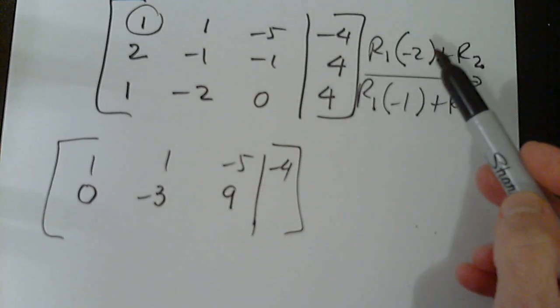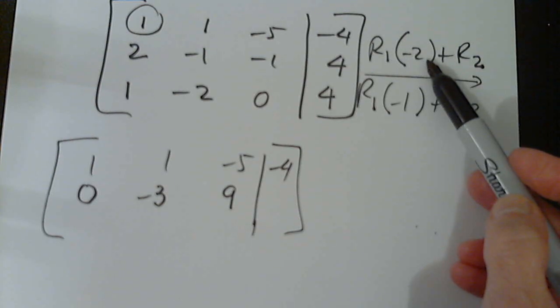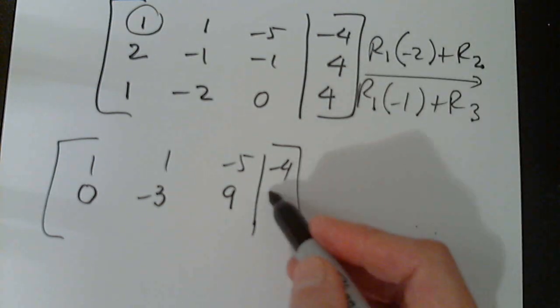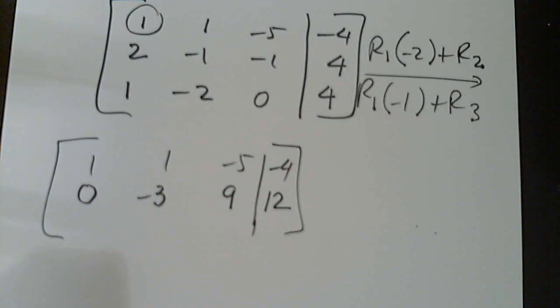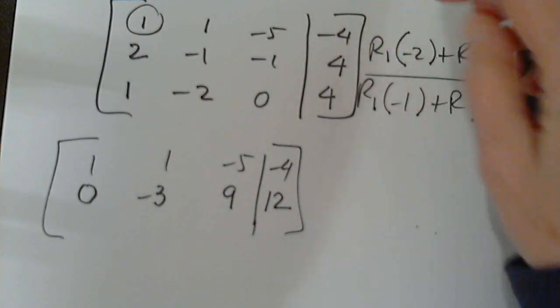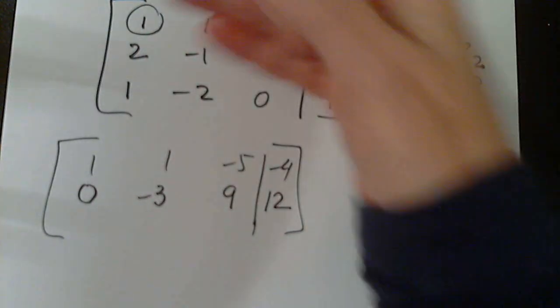Negative 4 times negative 2 is 8. 8 plus 4 is 12. So again, let me explain what I'm doing. I'm multiplying this row by negative 2, all of them, and adding to the corresponding term.